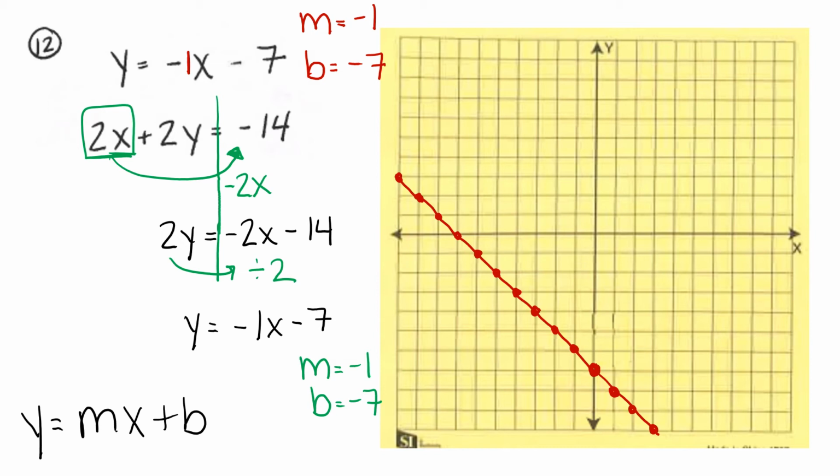The m values are both -1 and the b values are both -7. So if we were to graph them, our points would start at the same location and they would follow the same pattern. When this happens and our lines match and our values match, we have an infinite solution.